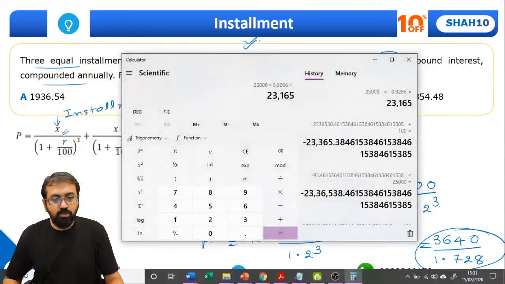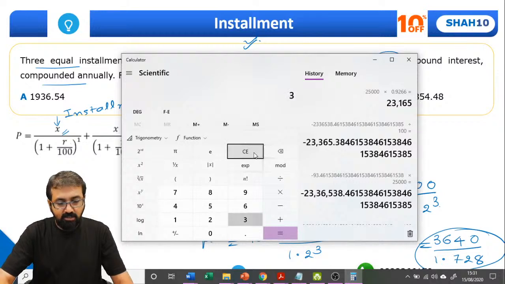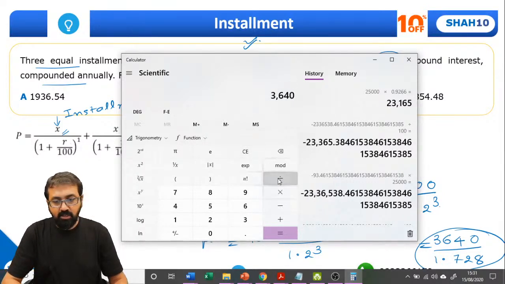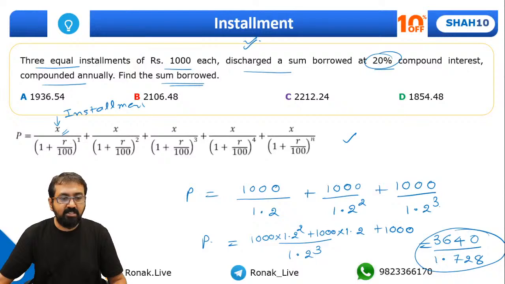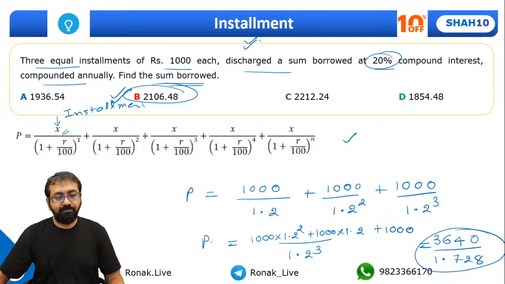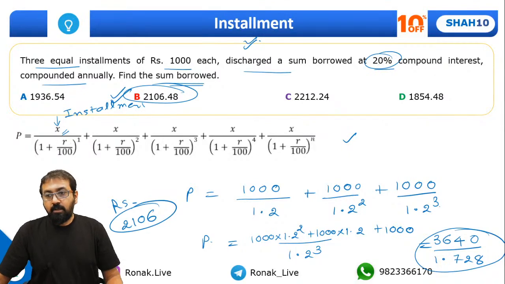So let's use our calculator once again and let's calculate 3640 divided by 1.728, assuming that I am writing the CAT exam. So it will come out to be 2106, right? Where do I see that answer? 2106, option B, correct? This is 2106. Have you all understood this? So this is how you should be able to apply the formula.